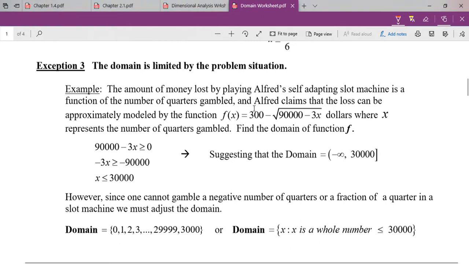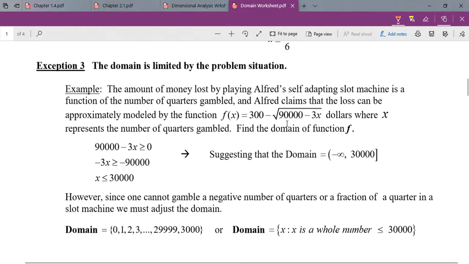And Alfred claims that the loss can be approximated, or approximately modeled, by the function f of x equals 300 minus the square root of 90,000 minus 3x dollars, where x represents the number of quarters gambled. It wants you to find the domain of the function f.